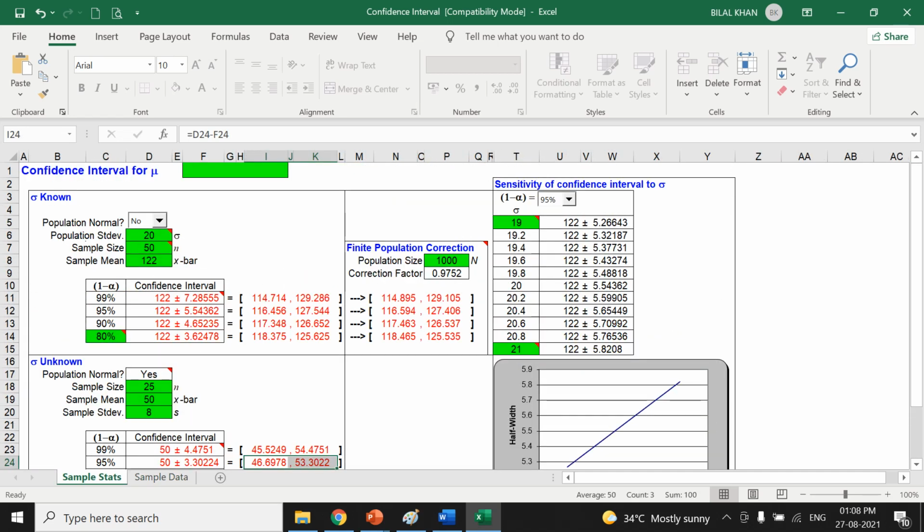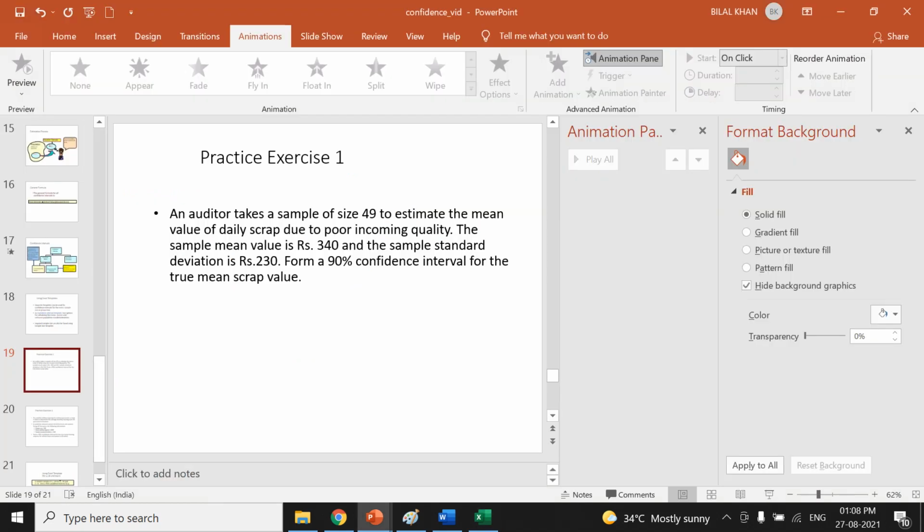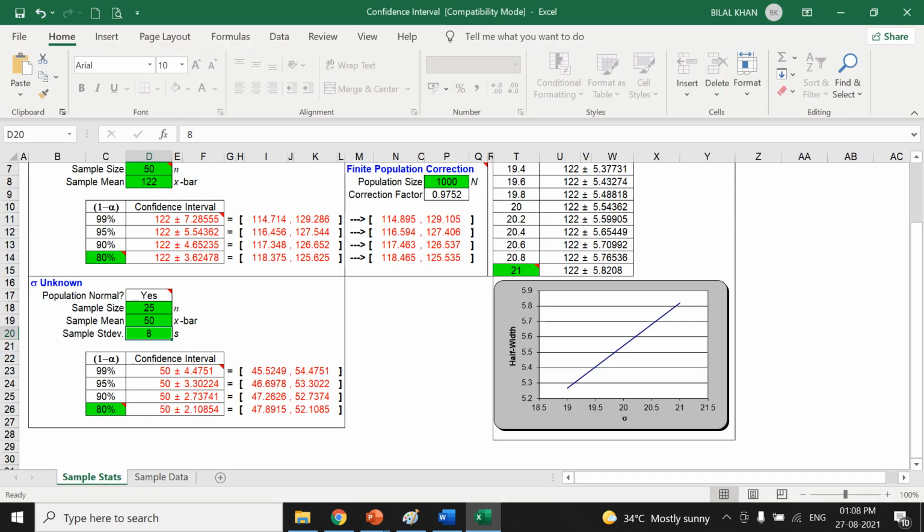When we go for the sample statistics, we are trying to predict the confidence interval for the mean. Sigma is not known to us; we only know the sample standard deviation, we don't know the population standard deviation. So we'll go to the bottom one. The sample size, sample mean and sample standard deviation are given to us. We can look at the problem once again. So 49 is the sample size, 340 and 230. So we need these values. The sample size is 49.